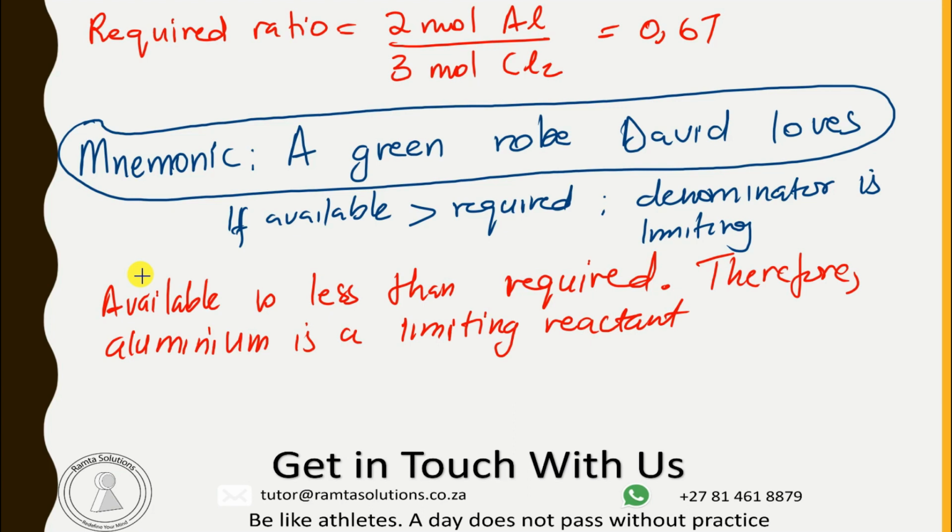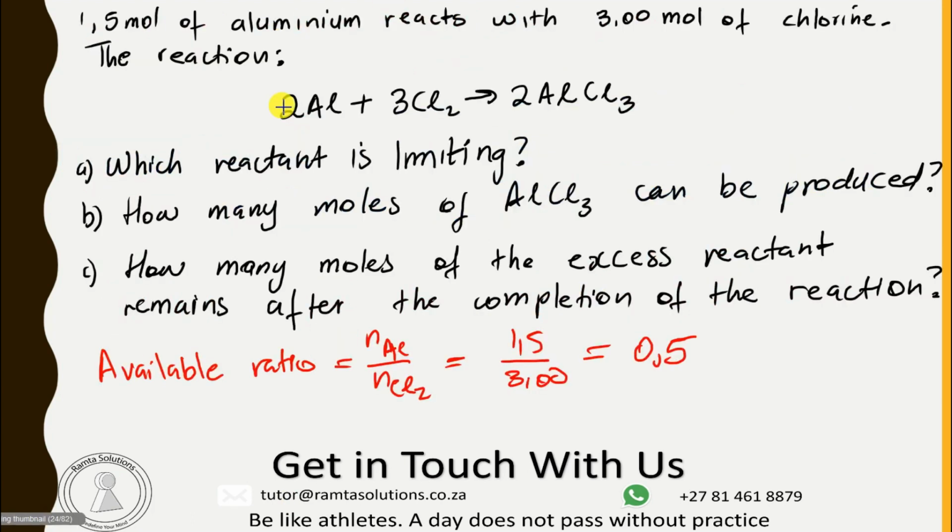Remember, I'm saying aluminum because aluminum is our numerator. Our mnemonic was saying a green robe David loves, meaning if available is greater than required, denominator is limiting. However, in this case, available is less than required. Therefore, this means numerator is limiting. Now, question B: how many moles of aluminum chloride can be produced?